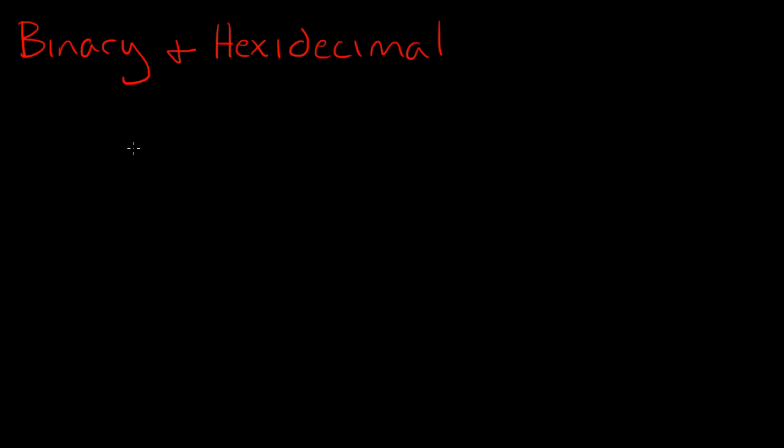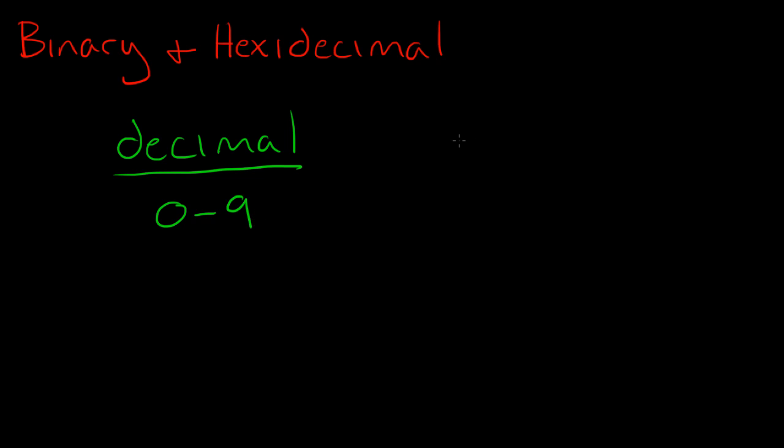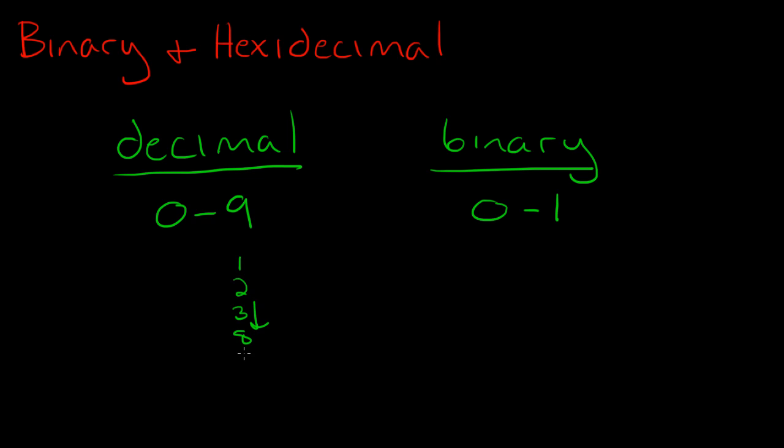Again, our normal numbers are commonly referred to as decimal numbers, and that would be 0 through 9. And in binary, as implied by the bi, there's only two digits, a 0 and a 1. So let's start by illustrating what everybody should be familiar with, which is how we would count in normal numbers. And we'd go 1, 2, 3, all the way down to 8 and 9.